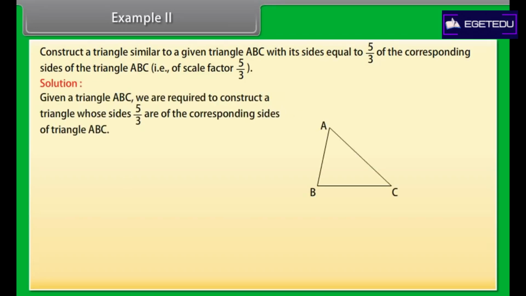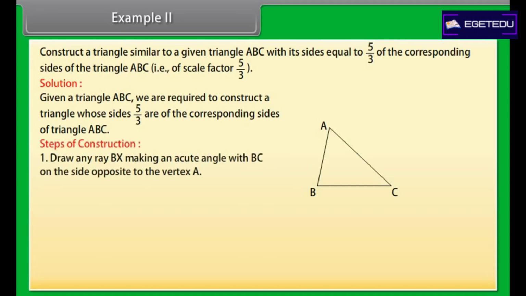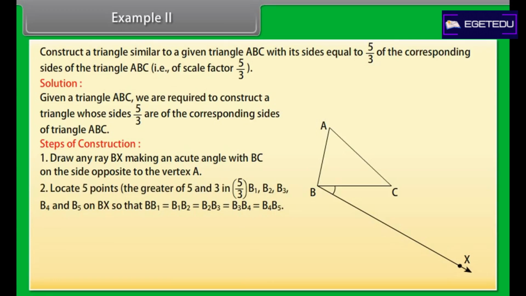Example 2. Construct a triangle similar to a given triangle ABC with its sides equal to 5/3 of the corresponding sides of the triangle ABC, that is, of scale factor 5/3. Solution. Given a triangle ABC, we are required to construct a triangle whose sides are 5/3 of the corresponding sides of triangle ABC. Steps of construction.